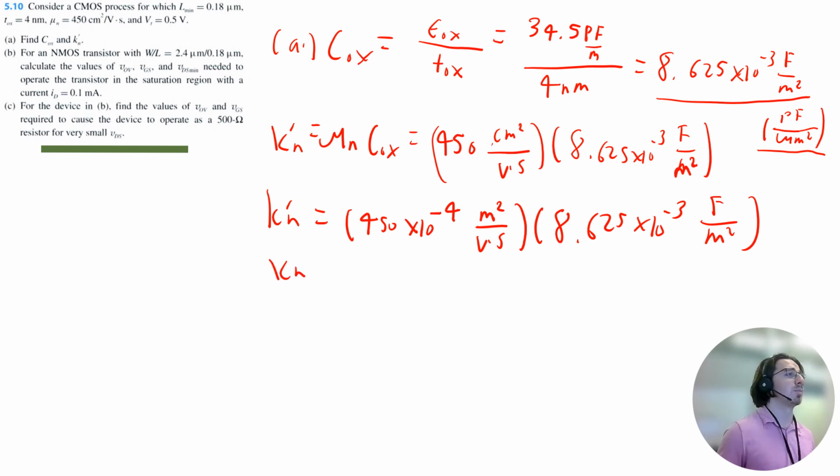So we get that Kn prime is equal to 388 microamps per volt squared.